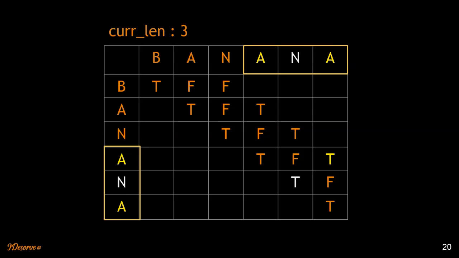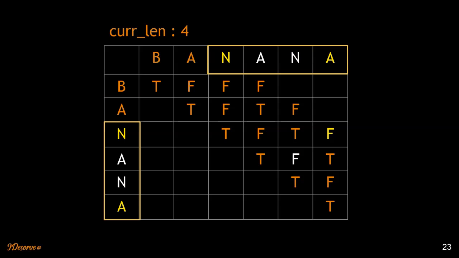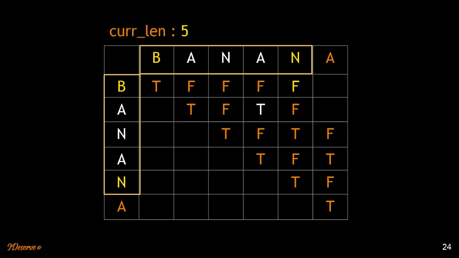Let's go ahead for substrings of length 4. Here the first and the last characters do not match, so we skip this substring. Let's go to the other substring. Again, the first and the last characters do not match, so that is not a palindrome. The same thing happens for the last substring of length 4. Let's go to substrings of length 5. Again, the same case. First and the last characters do not match. B is not equal to N, right?